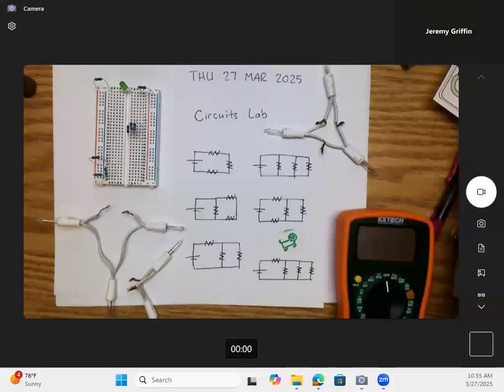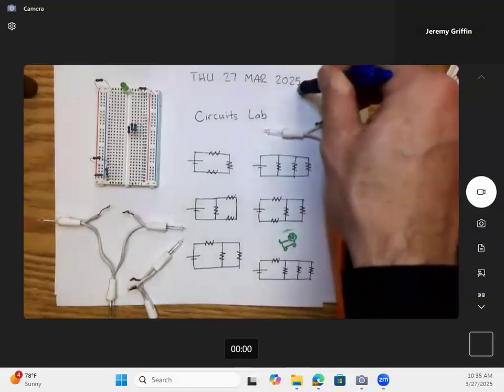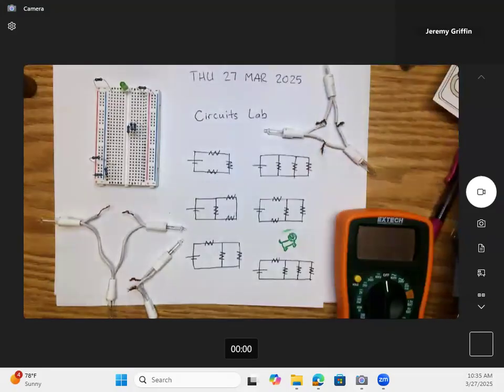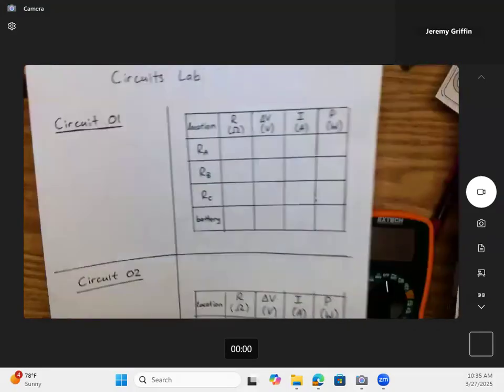Recording is rolling. It is Thursday, March 27. Today's day for Circuits Lab. So I just gave you guys each one of these pages.